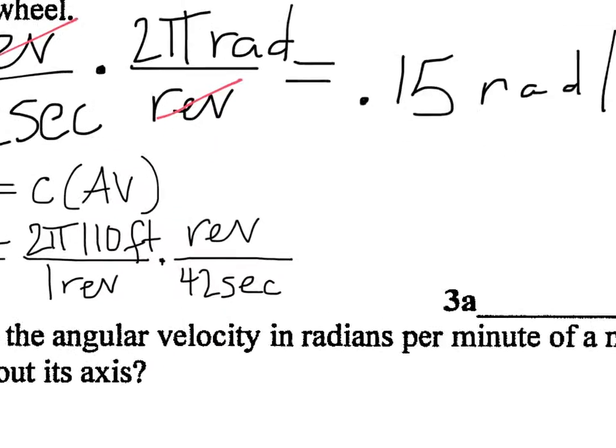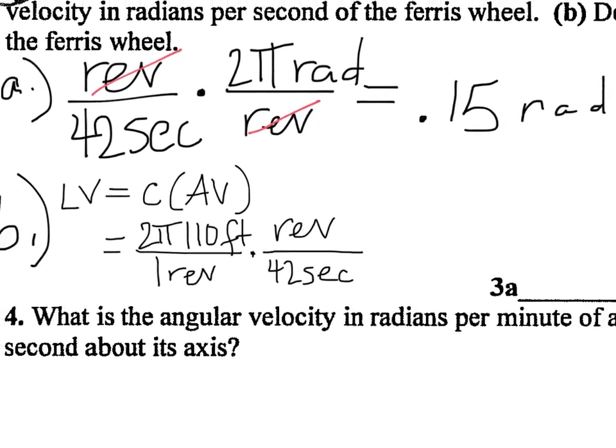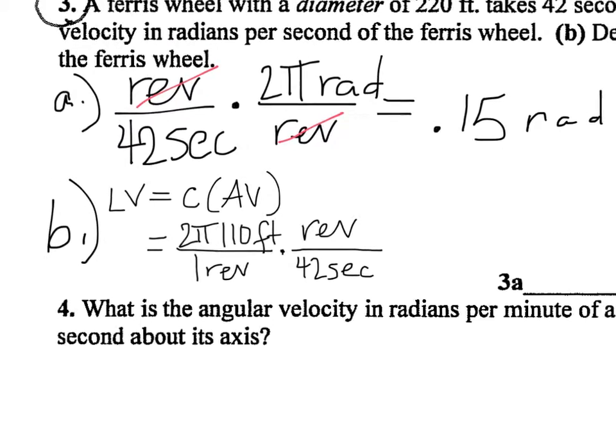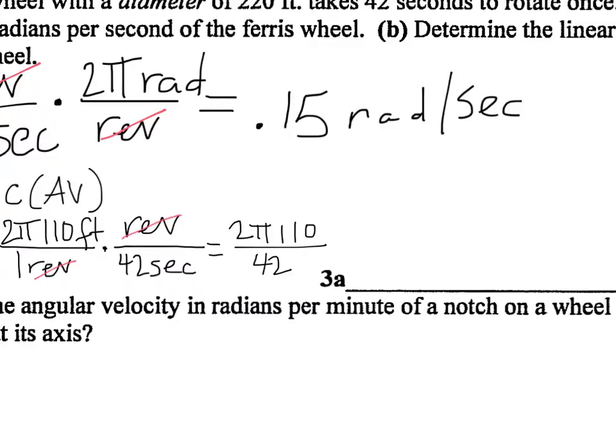Going back to our formula, revolution cancels, and I'll have feet per second. So what I need to calculate in my calculator is 2 times pi times 110, then take that answer and divide it by 42. That gives me 16.46, and look back at our labels, feet per second, and that's what it asked for.